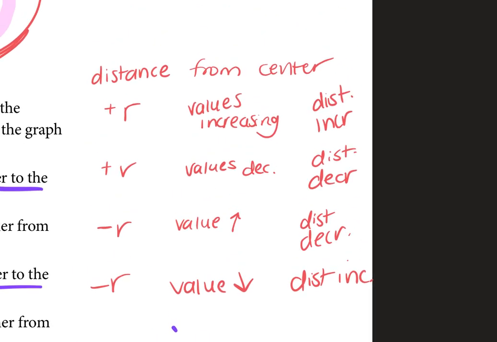Okay? So we said this is kind of like if you use your product rules. If they're both the same sign, it's increasing. So positive and increasing are increasing. Negative and decreasing are increasing. And if they are opposite signs, then they're decreasing.